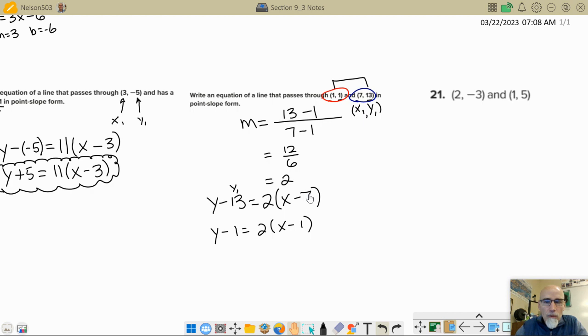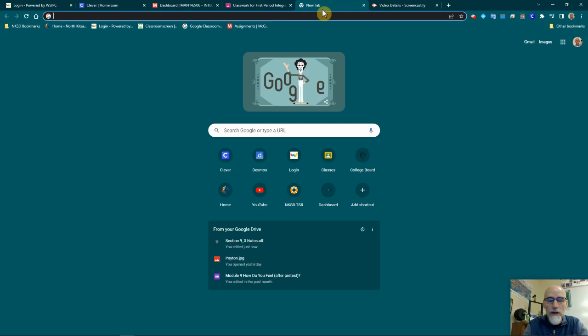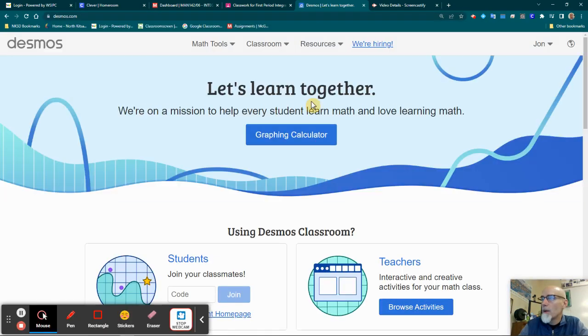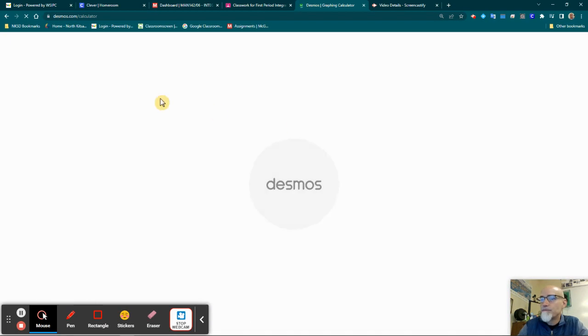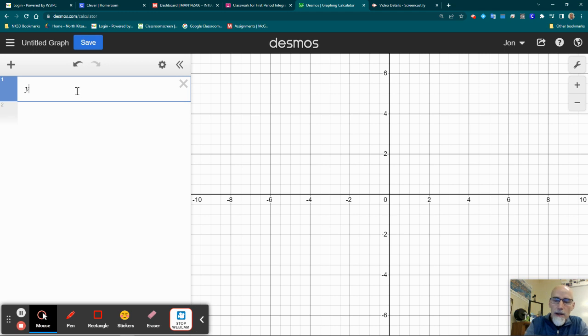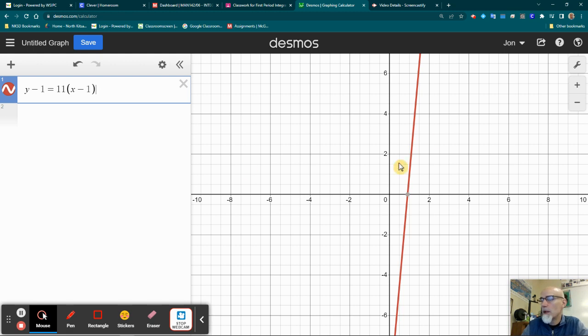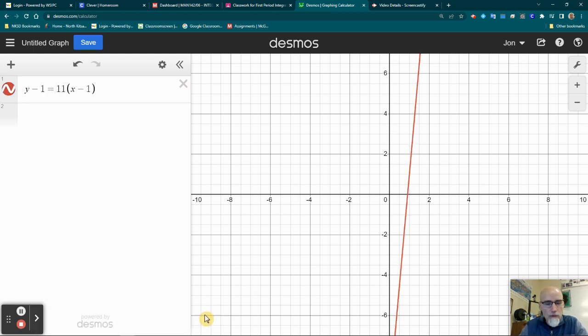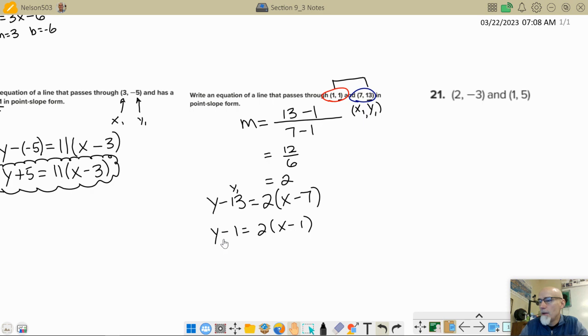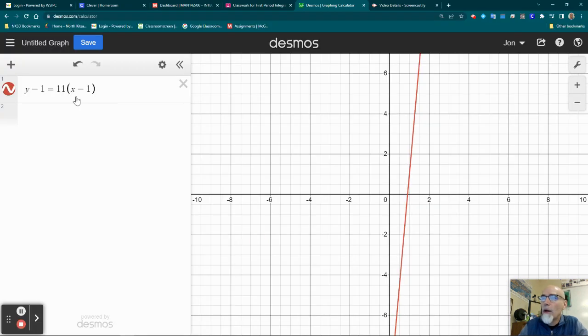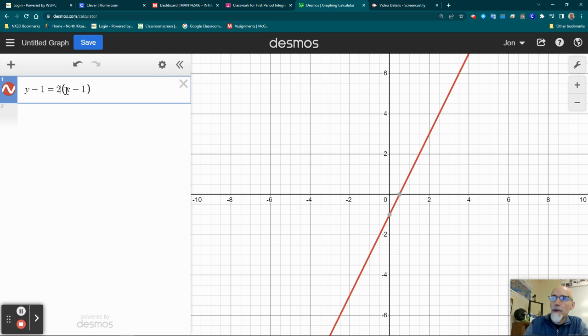So I'm going to jam over to Desmos, of course, because you know how much I love Desmos. And I'm going to put my equation in. It was y minus 1 equals 11 times x minus 1. Okay, so there's the equation of my line, right? So I'm just going to go over and double check in my notes. Did I have it right? Y minus 1, 11. I was thinking about that problem over there. The slope's 2, not 11. So let's make it 2.